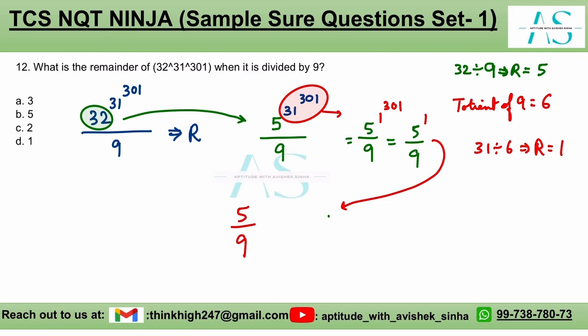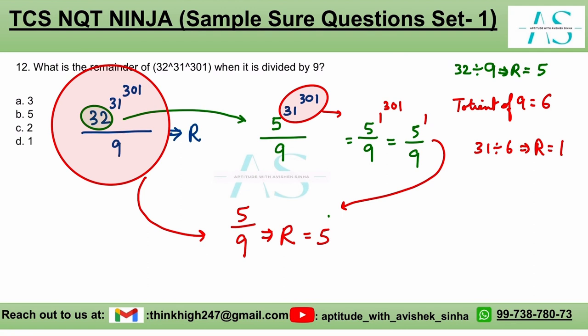What is 5 upon 9? This whole value can be broken down as 5 upon 9. Now tell me quickly, what is the remainder? What do you see as the remainder? You see the remainder as 5, and that is my correct fit.